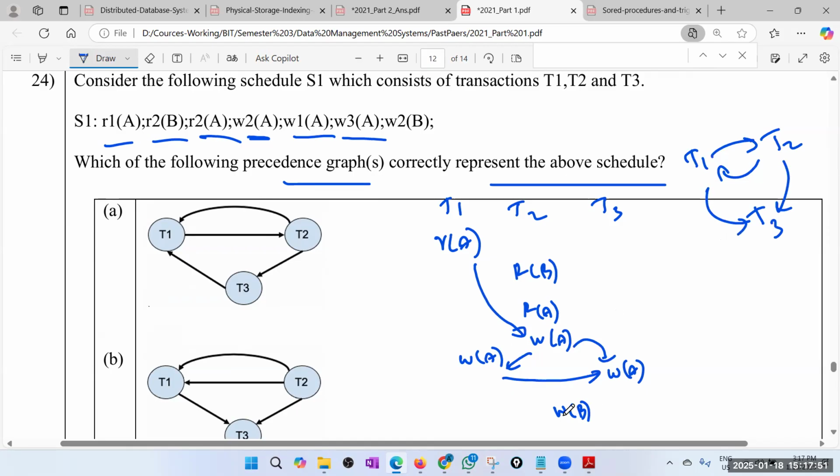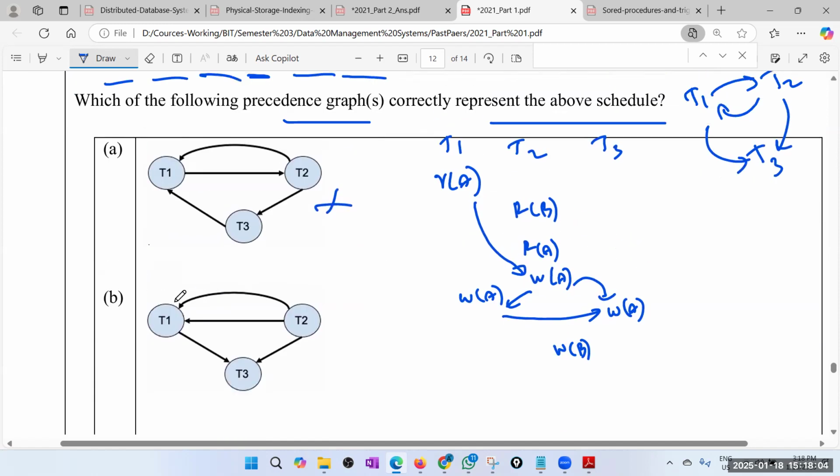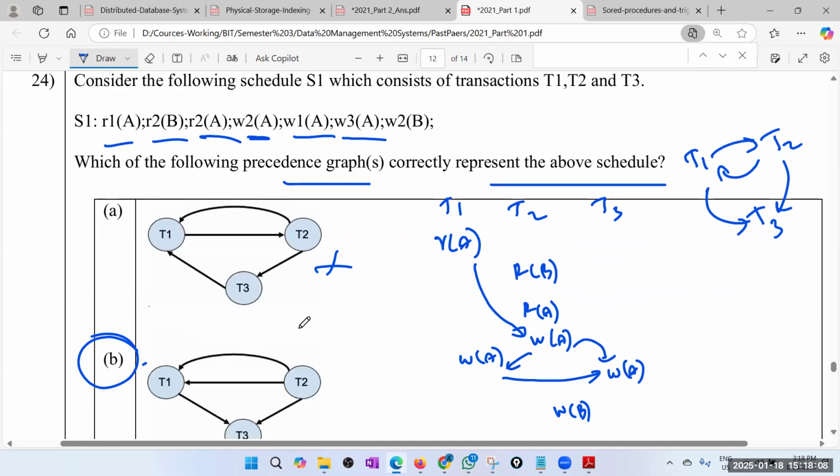Then this is write B. B is the first, and no other transaction has worked with B. Therefore, this is the answer. Okay. Not A. T1, yes. B is the answer. Okay. 24, I'll go for B.